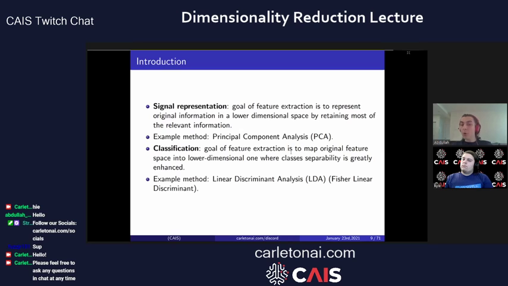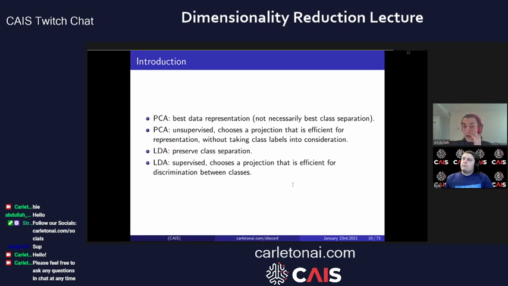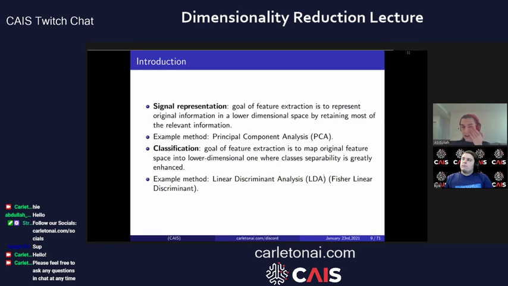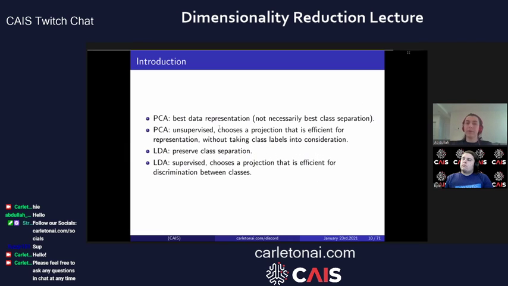However, if your goal is to actually do classification, then the goal is to do feature extraction such that you make the problem of classification easier. You make the problem a lot easier to solve in this lower dimensional space. And one of the methods to do that is linear discriminant analysis. Linear discriminant analysis is also called Fisher linear discriminant, in case some of you are familiar with the other name, right?